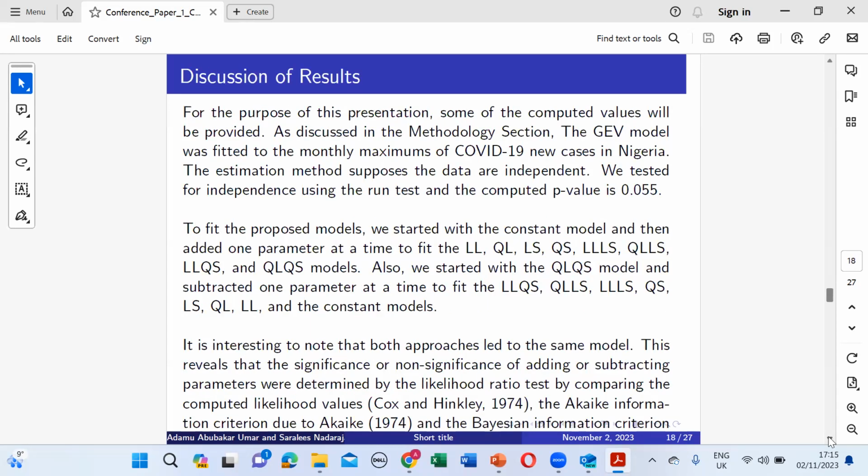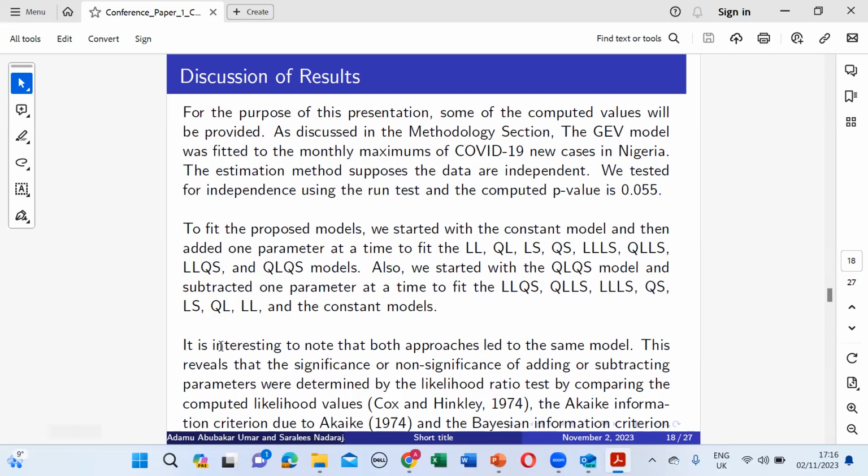So based on the computation, for the purpose of this presentation, we have some few computed values provided, as discussed in the methodology. We tested for independence because we assume that the data are independent, and we have the value. We have fitted the proposed models, because we have 9 models, which are all fitted here.